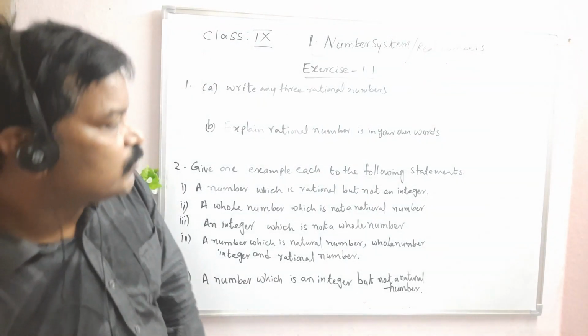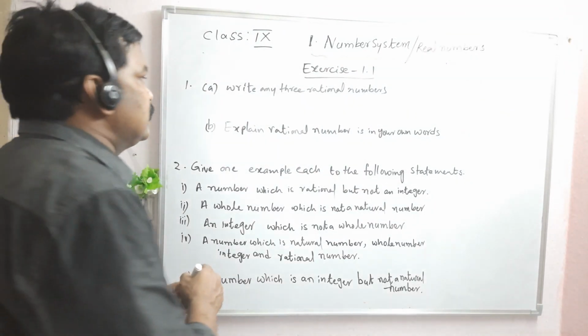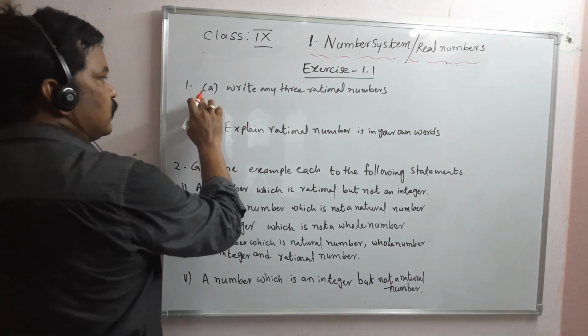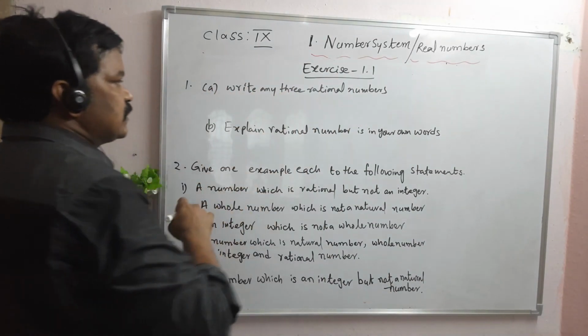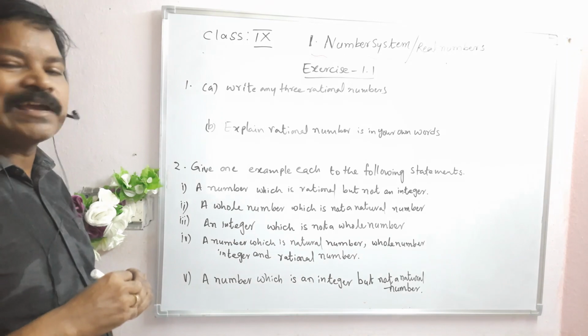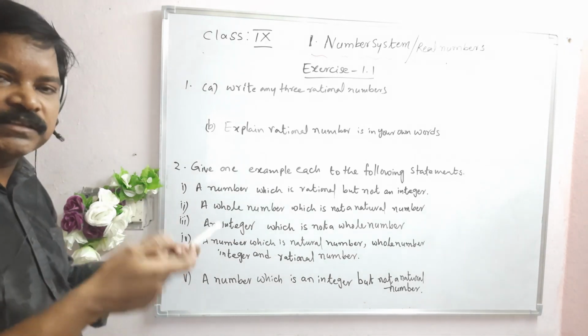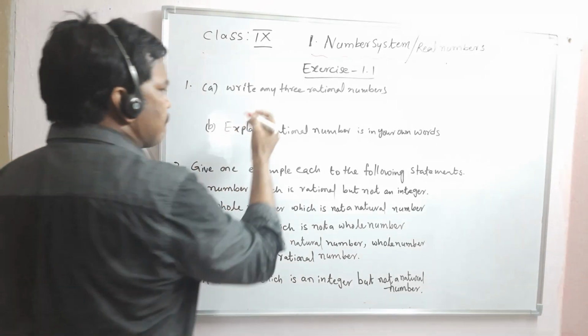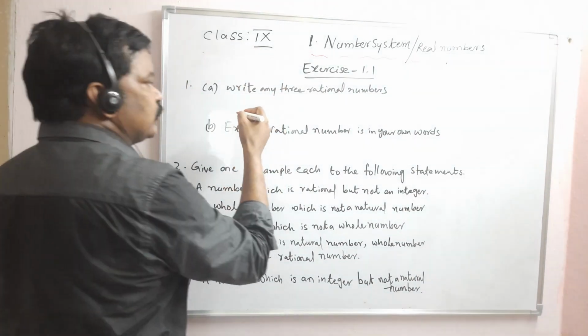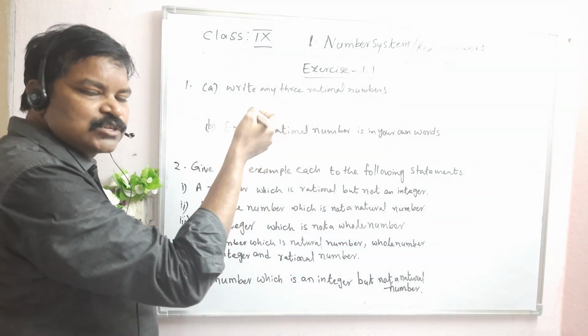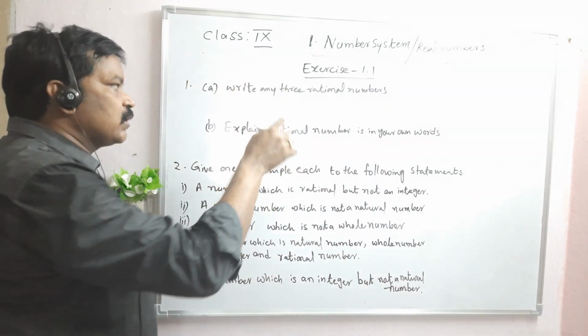See, exercise 1.1 for AP State Board. The first question is like this. Write any three rational numbers. As I told you, P by Q form, the numbers which can be written in the form of P by Q are called rational numbers.